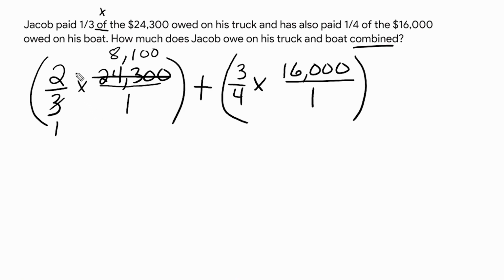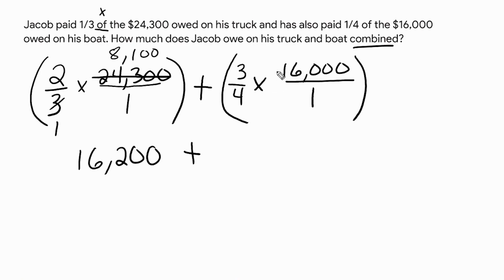We're going to take 2 and multiply it by 8,100, which is 16,200, which is the amount that Jacob still owes on his truck. And now we have to add that to how much he owes on his boat. So let us go ahead and do the same strategy that we did over here. We're going to take 16,000 and divide that by 4, which is exactly 4,000.